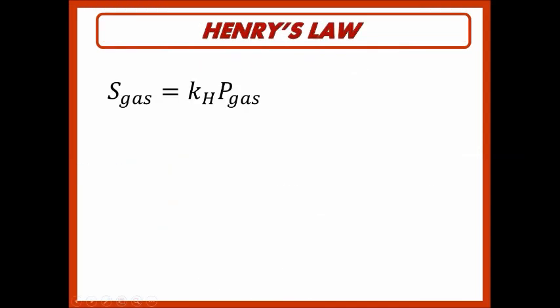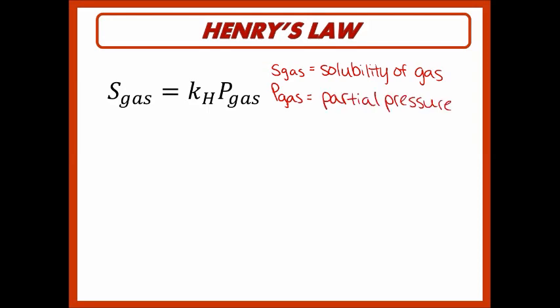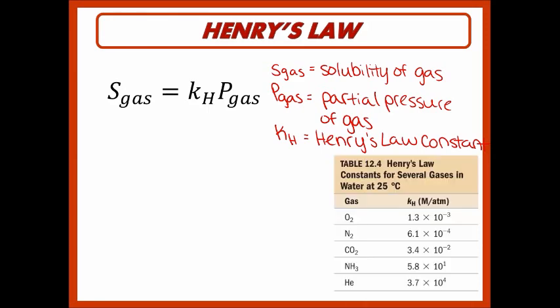The equation S_gas = K_H × P_gas is known as Henry's law. It allows chemists to quantify the solubility of a gas, represented by S_gas, at a certain partial pressure of the gas, represented by P_gas. The solubility of the gas is dependent on its identity, which is reflected in the K_H, or the Henry's law constant. This table provides the Henry's law constant values for some various common gases in water at 25 degrees Celsius.